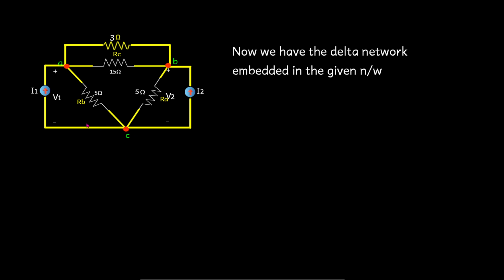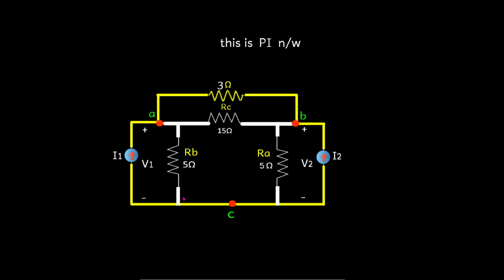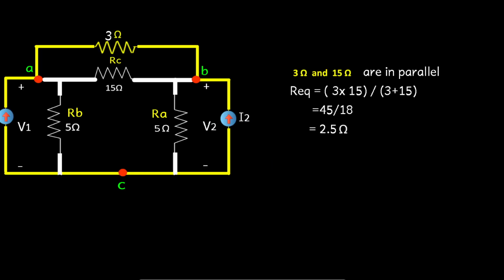It can be actually widened here so that you will get the shape of the pipe. So A to C you have this RB, B to C you have this RA, and between A and B we have this RC value. So we got this pi network. In order to analyze the circuit using Y parameters, we need to have only one pi network. And above this RC you have another 3 ohm resistance.